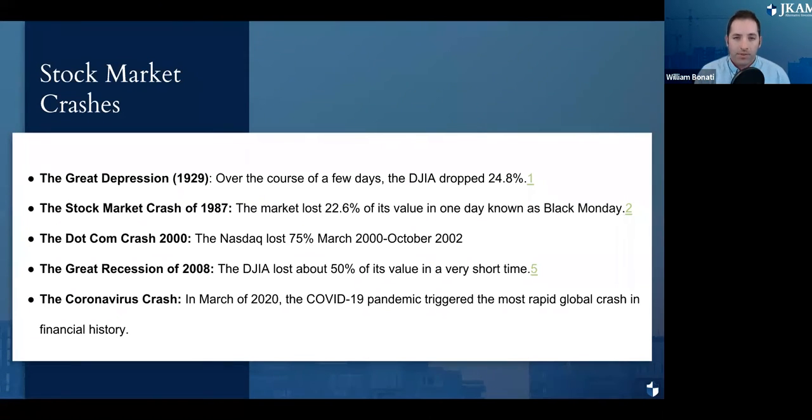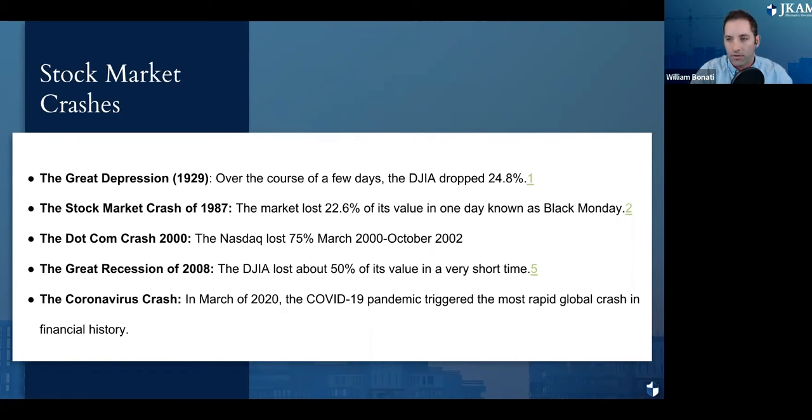and look at some examples that we can draw on from history. So, as you guys well know, the market has gone through many extreme ups and downs. And when we look back, we're reminded that, yes, a market crash is a very difficult thing to go through, but it's something that we can overcome. So, the Great Depression was in 1929, and over the course of a few days, the Dow dropped 24.8%.